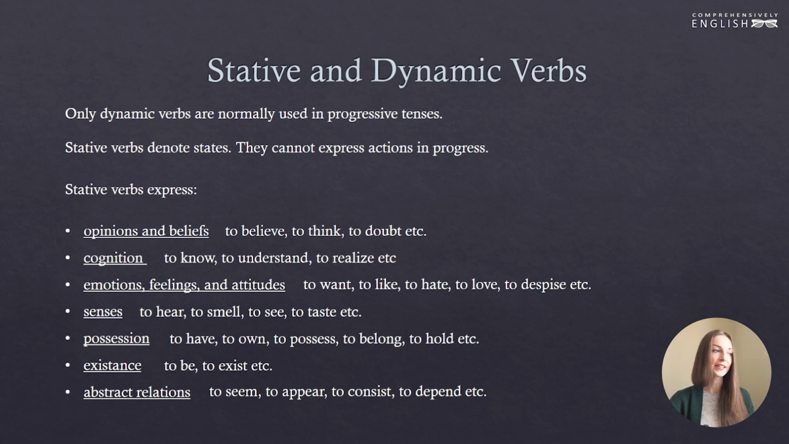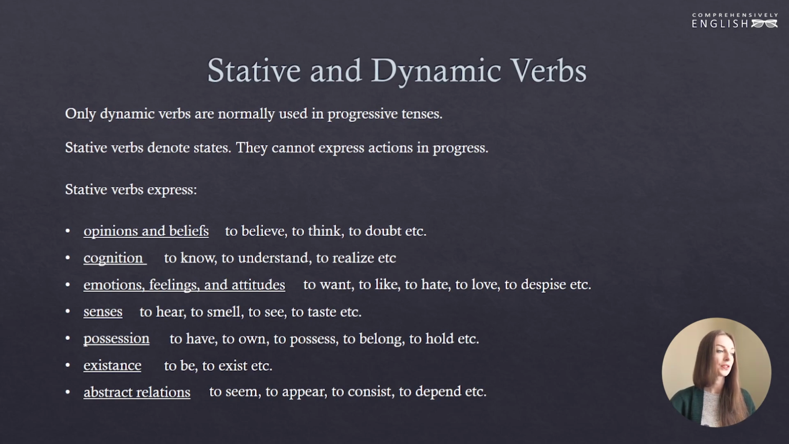Now let's look at what stative verbs normally express. They can express opinions and beliefs, like the verbs to believe, to think, to doubt, etc. Cognition, that is, to know, to understand, to realize, all those verbs that have to do with understanding and perceiving what's going on around you. Emotions, feelings, and attitudes, like to want, to like, to hate, to love, to despise, and lots of other words that express your attitude to something. Senses, like to hear, to smell, to see, to taste, and other verbs like that.